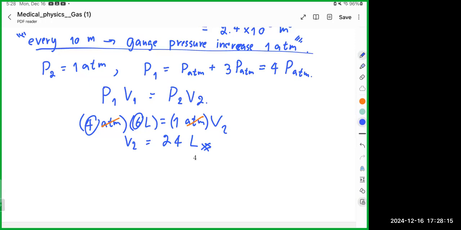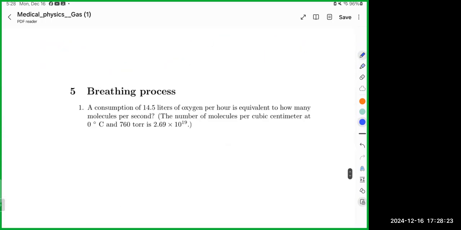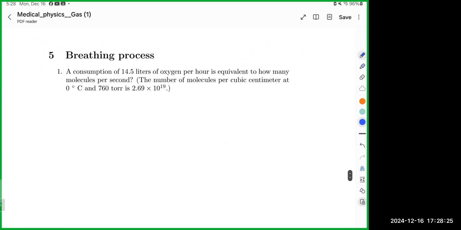And the last one, I would like to give you to think about and practice is this one. Just imagine that a consumption of 14.5 liters of oxygen per hour is equivalent to how many molecules per second? Can you guys do it?